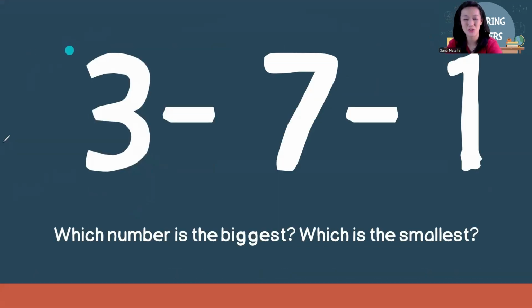So, let's check these numbers, children. I have number 3, 7, and 1. Which number is the biggest? 3, 7, or 1? 7. That's good. 7 is the biggest. Biggest number has the greatest amount. Which is the smallest? Smallest number has the least amount. 1 is the smallest. That's good.